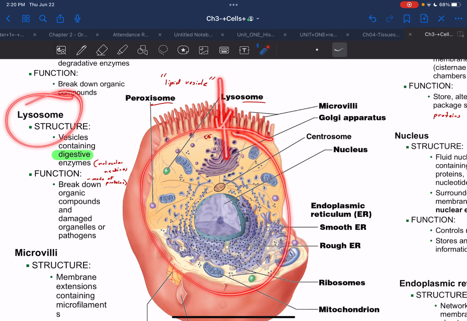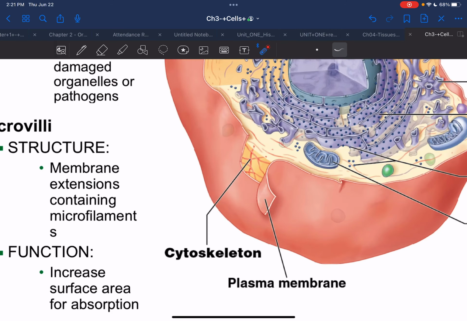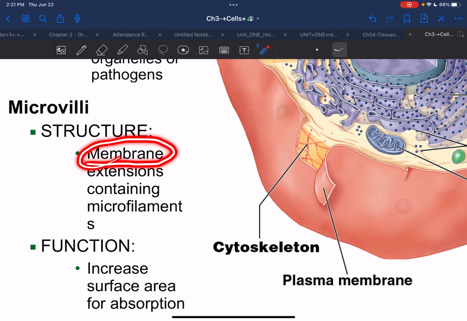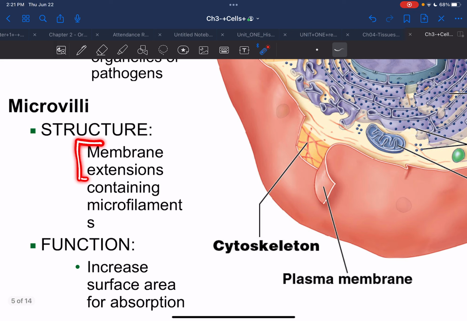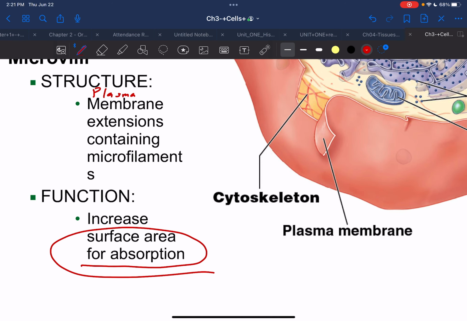Your lysosomes will break it apart into smaller pieces, and then your body will use it in order to carry out its metabolism. So microvilli are essentially just structures on the plasma membrane. So that's why we see the word membrane extensions. I would even just clarify this: plasma membrane extensions that serve for the purpose of absorption. They increase the surface area for absorption.